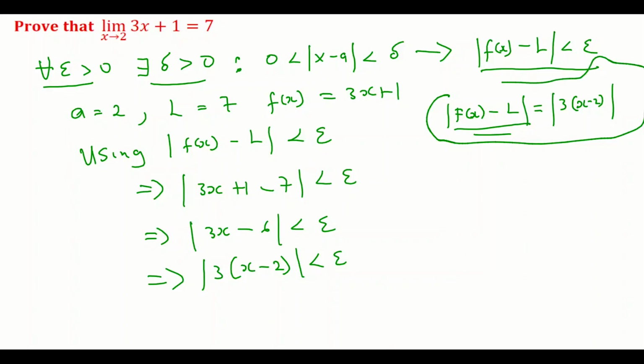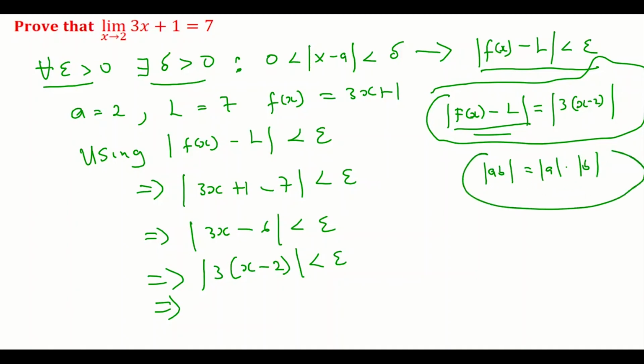Here there's another thing that I want you to take note of. The absolute value of a product, A times B, is the same as the absolute value of A multiplied by the absolute value of B. So take note of these two. I'll be using something like this as I prove the limit. So I can say it implies that the absolute value of 3 multiplied by the absolute value of x minus 2 is less than epsilon.